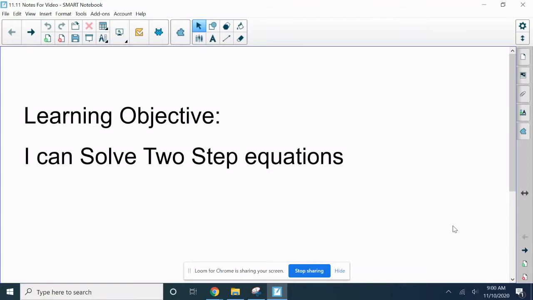All right, so today we're going to move on from our one-step equations to our two-step equations. Our objective at the end of today is that we know how to work through and solve two-step equations.